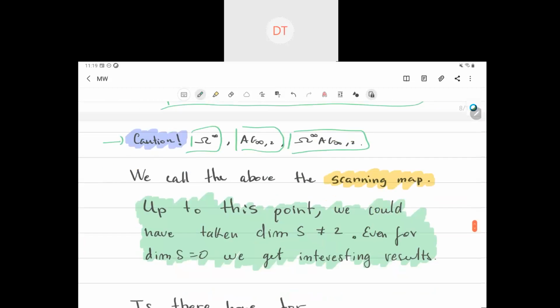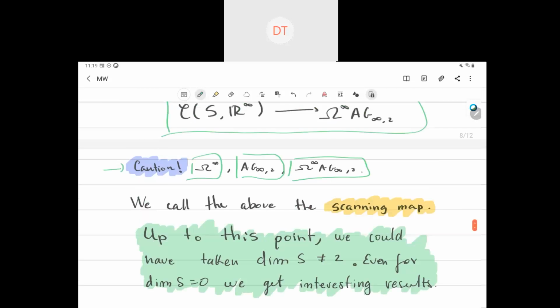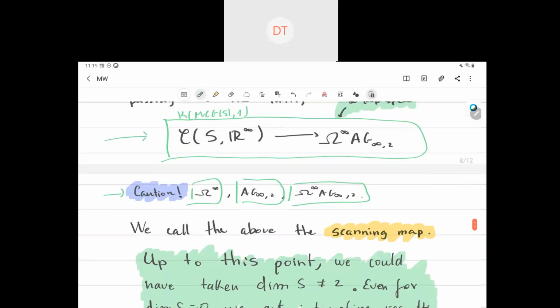Okay, so the scanning map, or what we call the scanning map, is this map above, this one. I made it super ugly with so much commenting, but this is the map from configurations of S in R infinity into loops infinity AG. This is the scanning map.